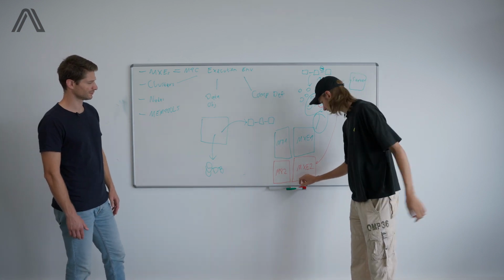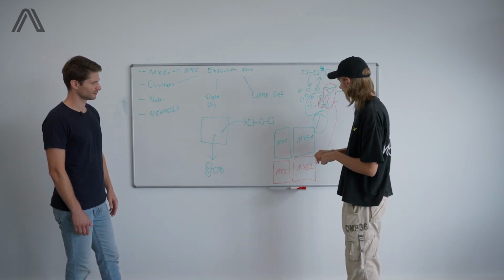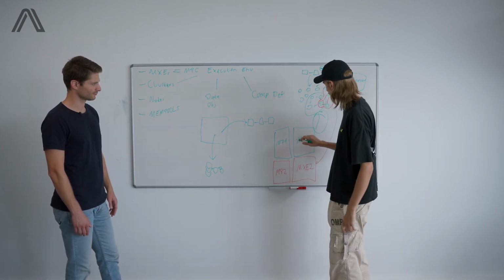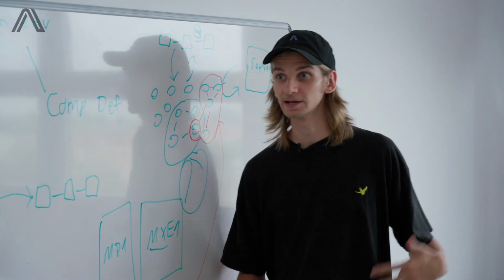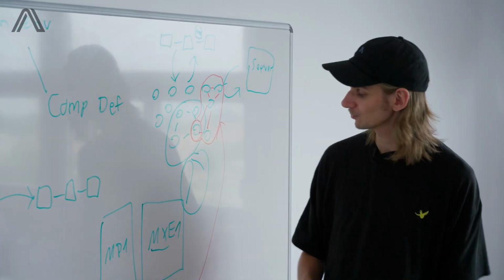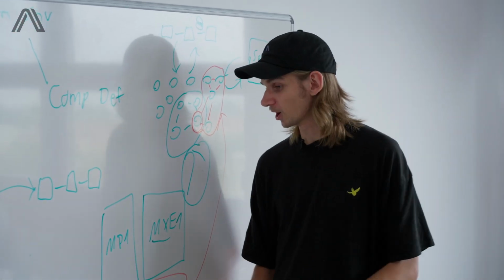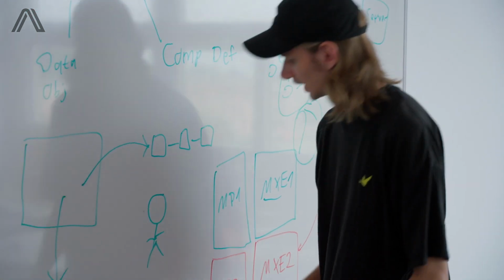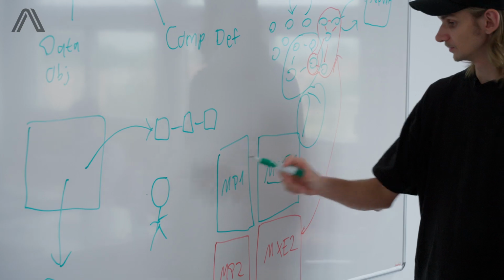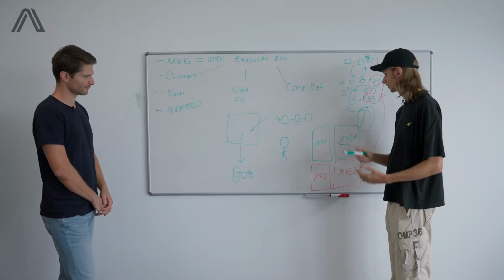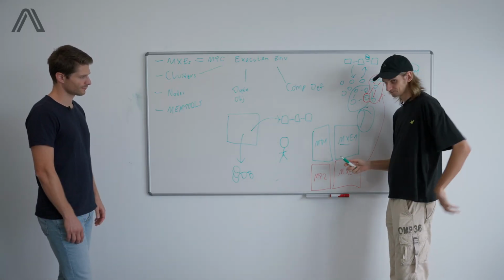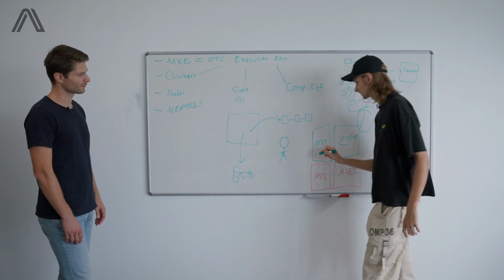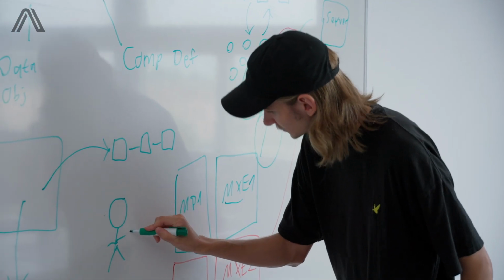I don't think I need to erase anything. So let's say we have MXE 1 here, which is very popular, and could also not be very popular. That's not really important for this example. But let's say we have our little user here, Bob, and he wants to do a computation on MXE number 1. So the first thing he has to do is queue his computation into the mempool.